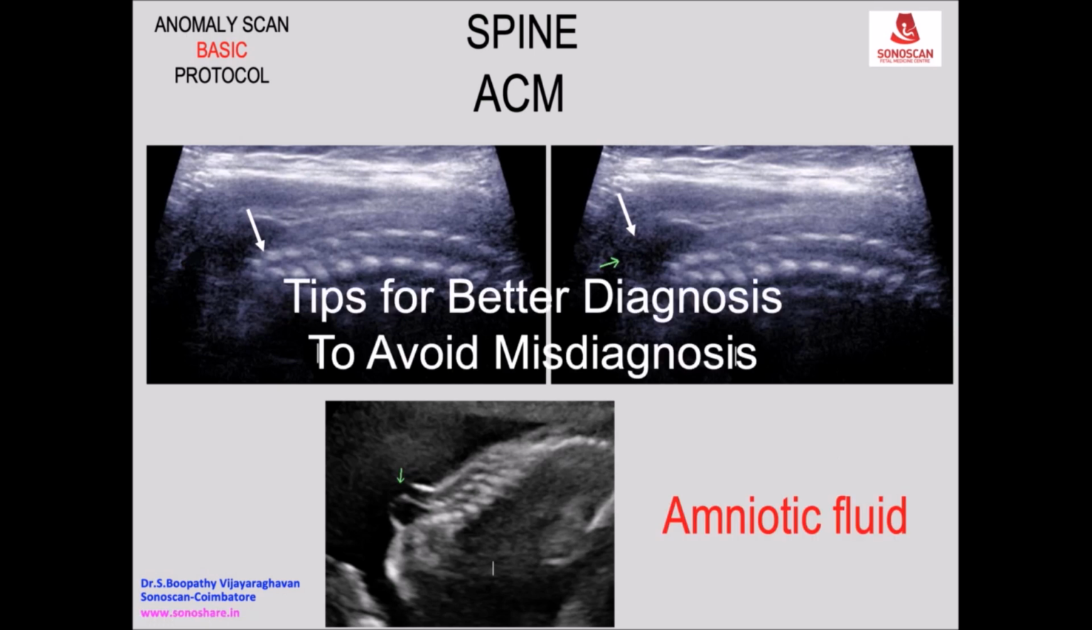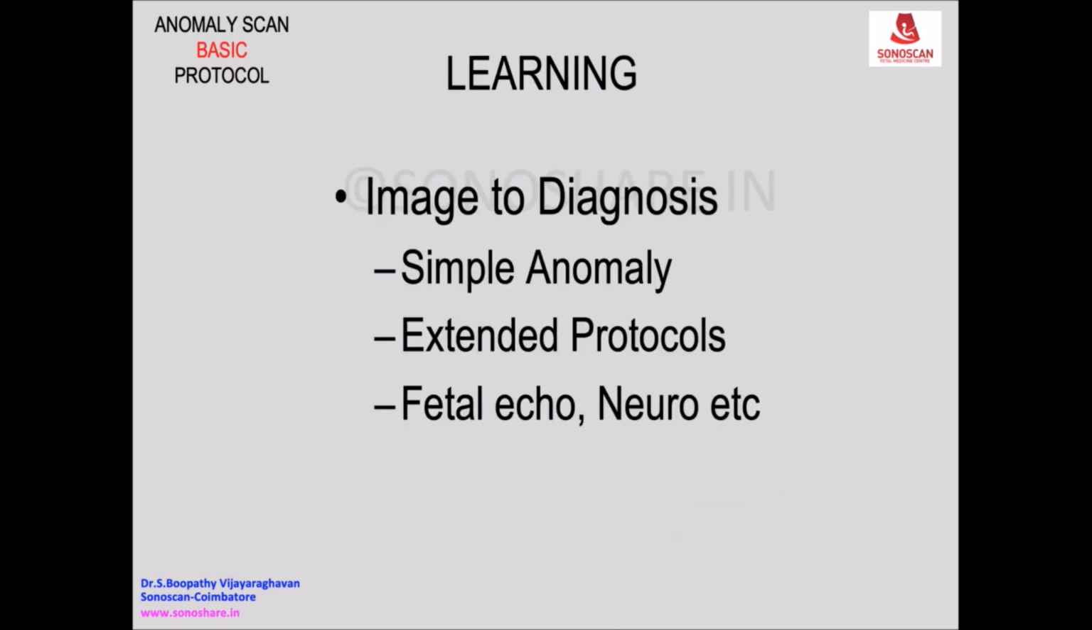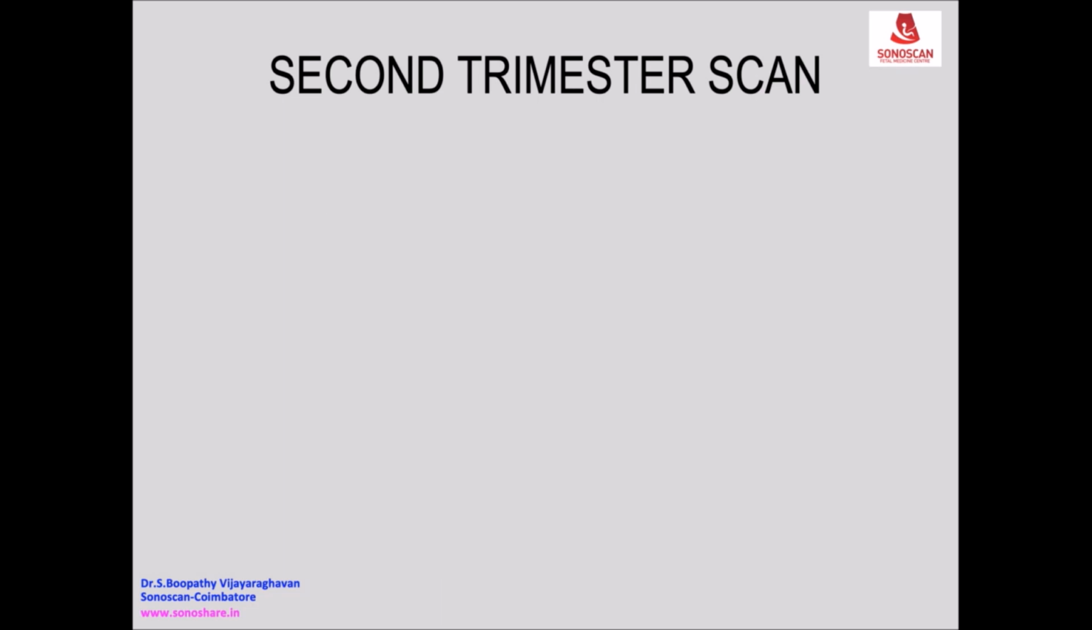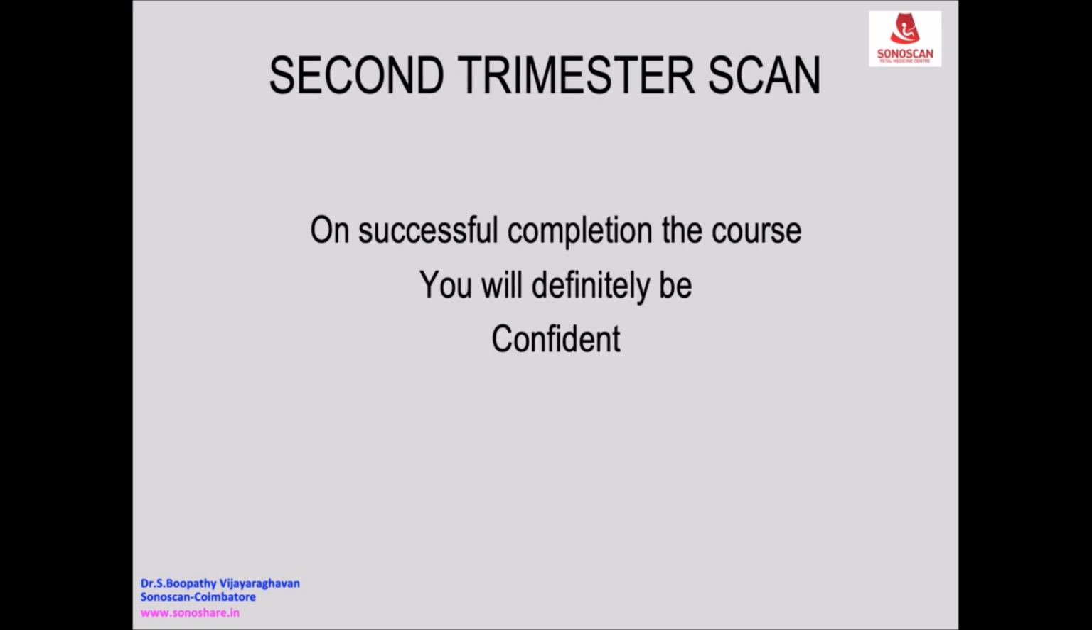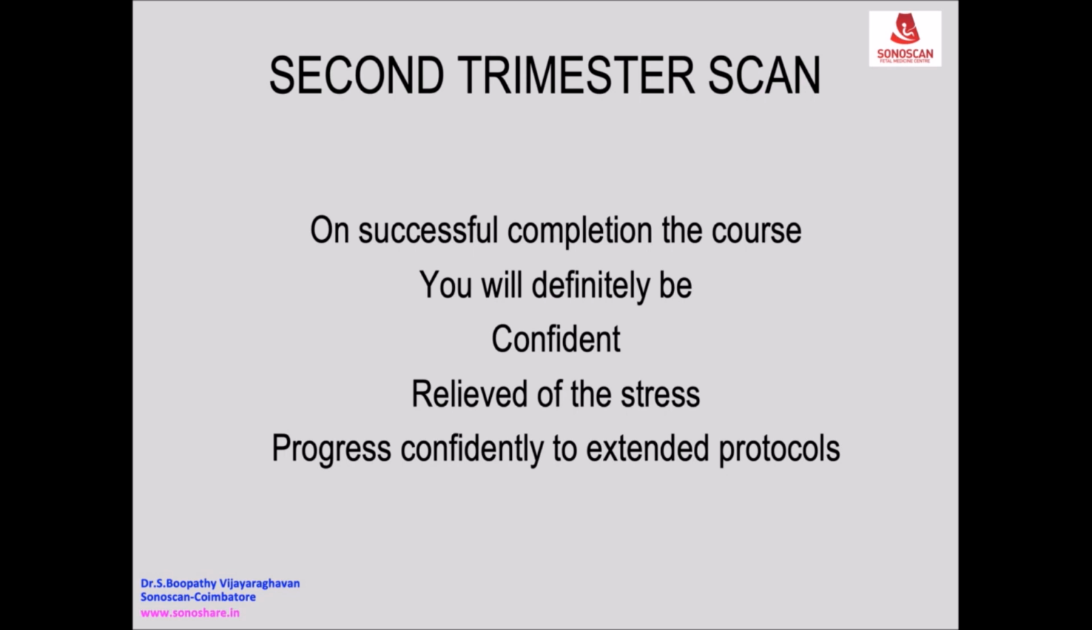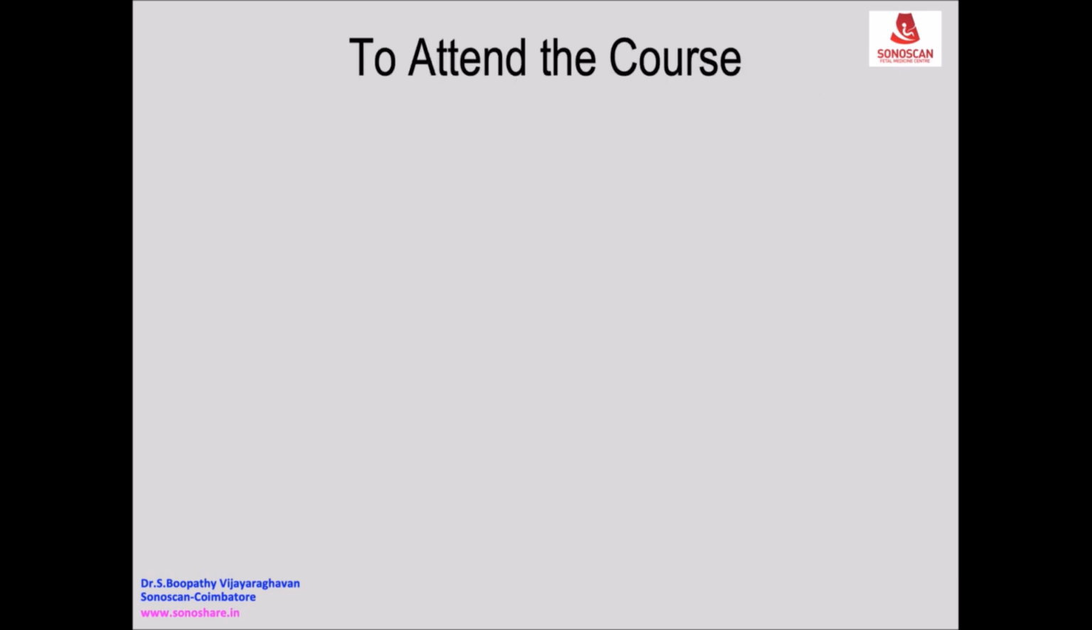Like this, the various tips for better diagnosis and to avoid misdiagnosis are described. So then you proceed from image to diagnosis. If it is a simple anomaly, you make the diagnosis, or you can go to extended protocol with confidence like fetal echo, neuro, etc. So after successful completion of this course, you will definitely be more confident and relieved of the stress of missing a finding, and you can progress confidently to learn the extended protocols like fetal echo and neurosonogram.